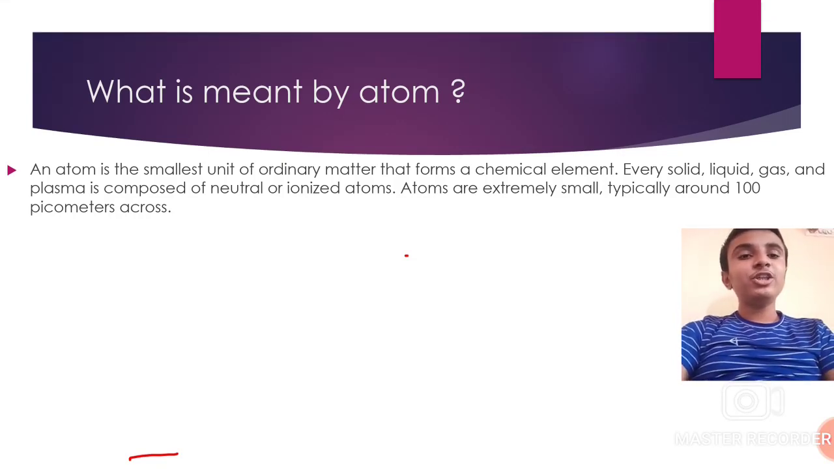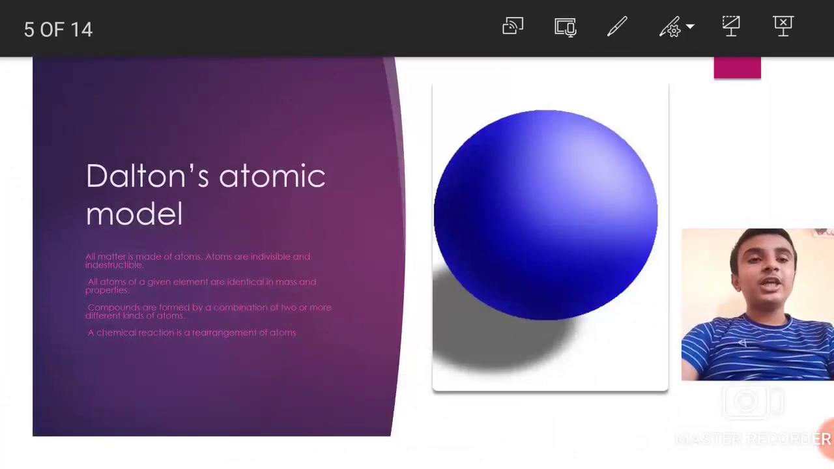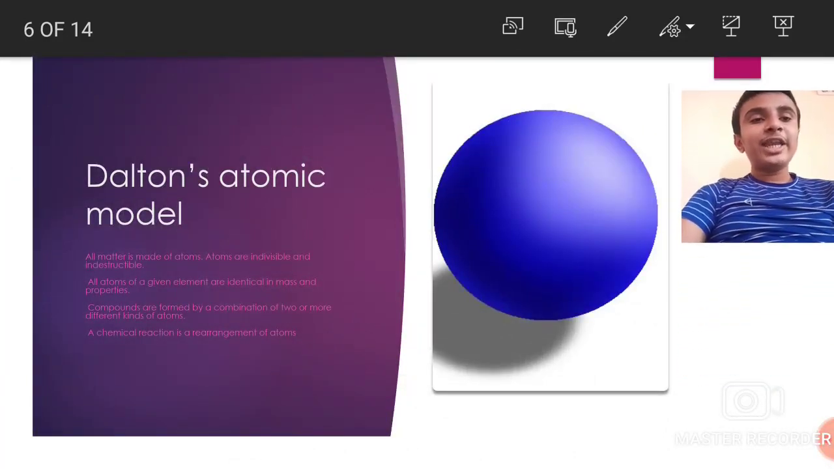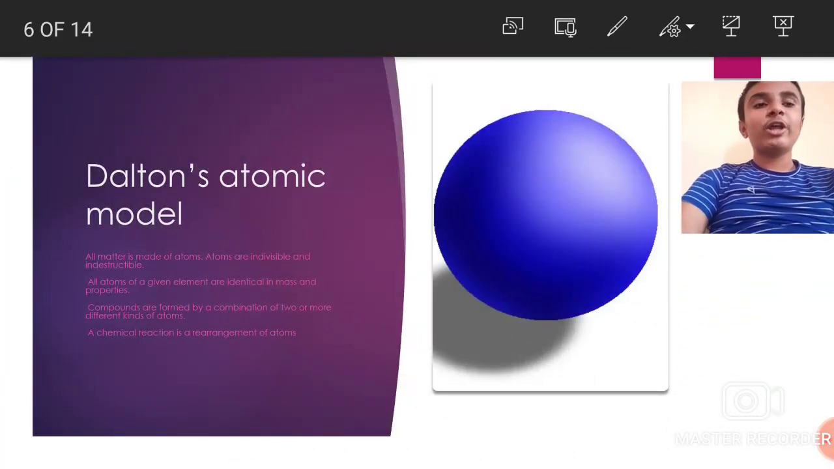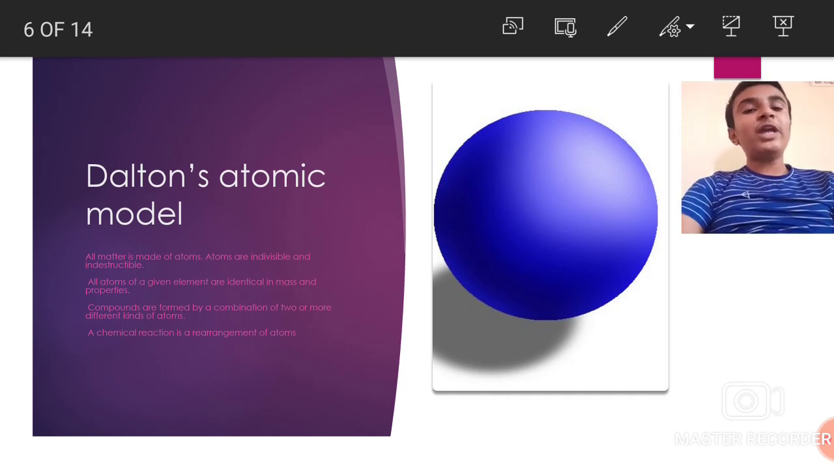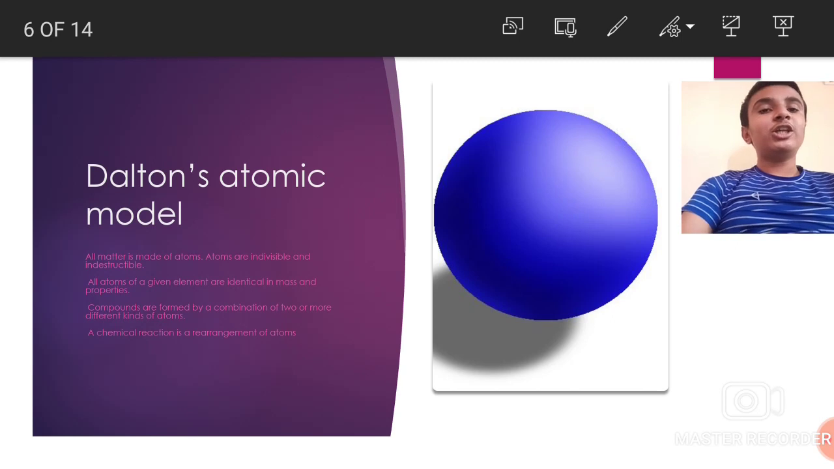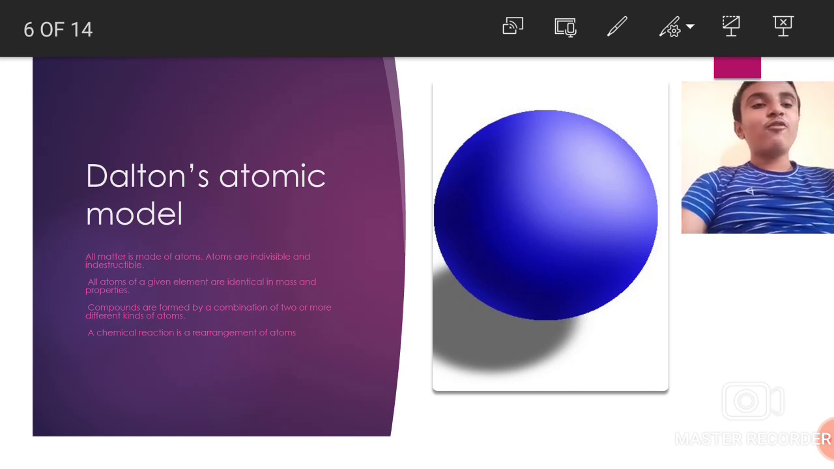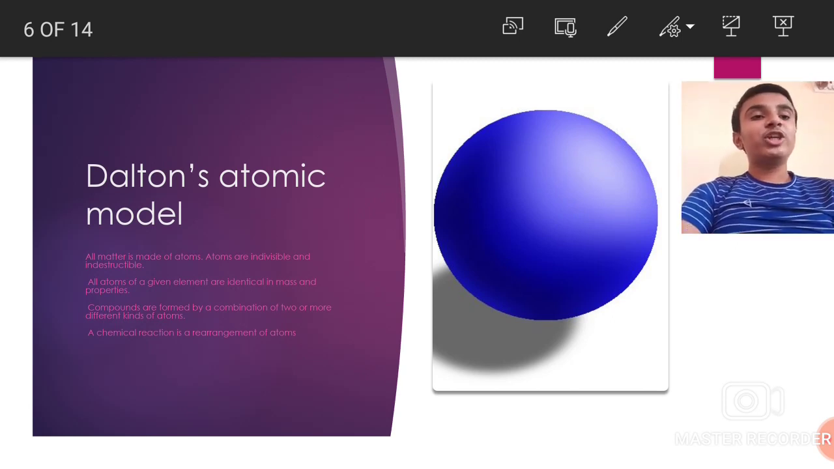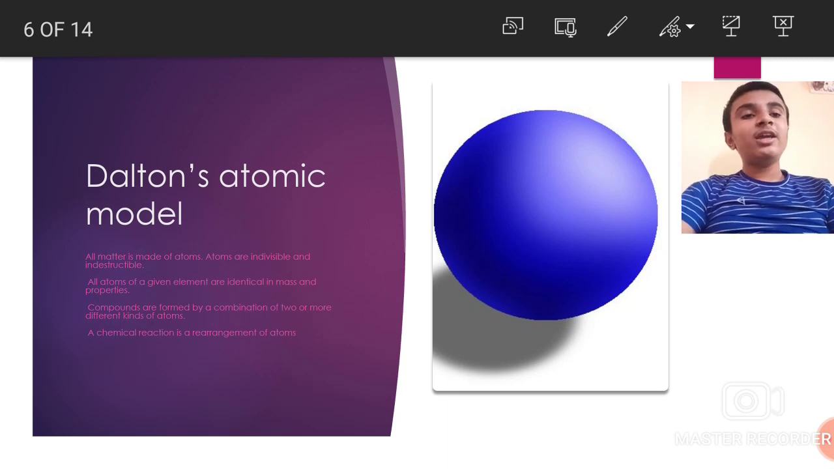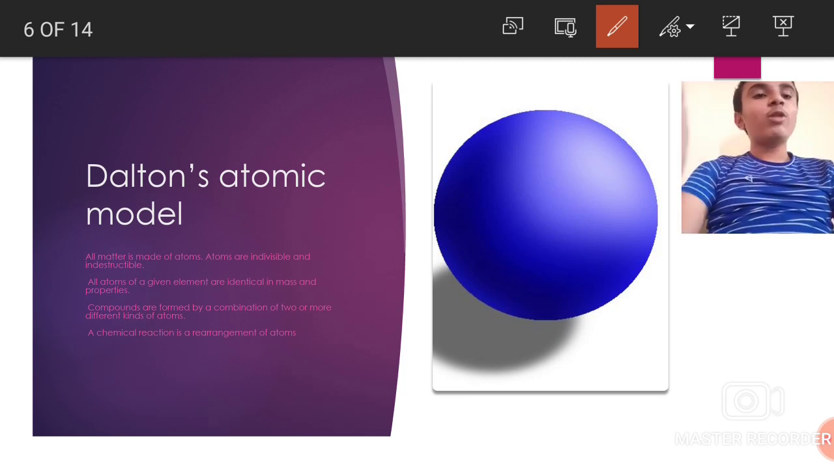Let's go to our next page. Yes, friends. So our next page tells us about Dalton's atomic model. But before that, I want to tell you that before Dalton's atomic model, there were two theories put forth by scientists. First was Kanad Muni's Parmanu theory. What he said in his theory was that the smallest unit of matter is called Parmanu.